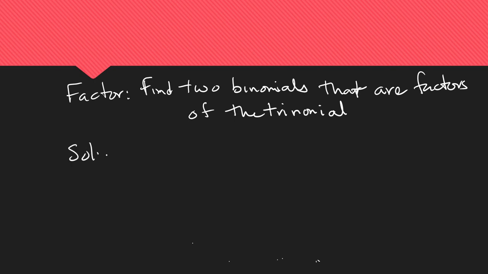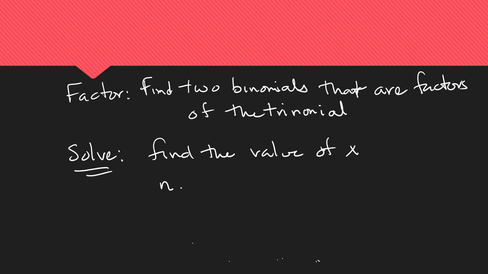Now we're going to look at how we solve. When we solve something, we need to find the value of x. And to solve something, we need an equals sign. You can't solve an equation unless we have two halves with an equal sign. So this is going to change how we're doing things just a little bit.